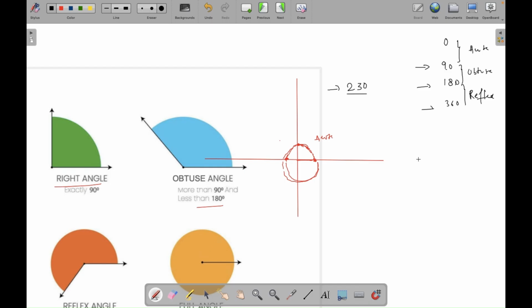Another question, say 135. What type of angle is this?